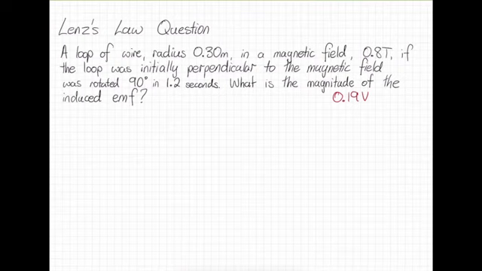Well, the EMF produced by Faraday's law is the change in magnetic flux over a change in time. In this situation, we have a constant magnetic field, but a changing area. We have a circle of radius 0.3 as it initially starts. However, as it is rotated 90 degrees around an axis, the area that is actually going to be in contact with the magnetic field is going to be 0.